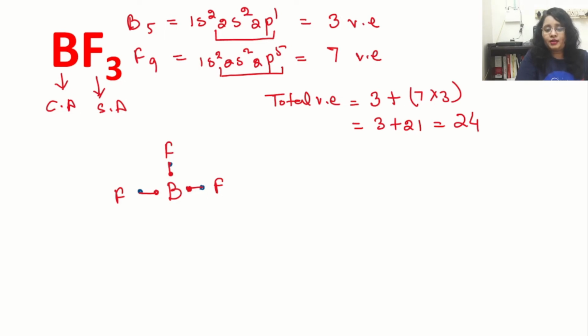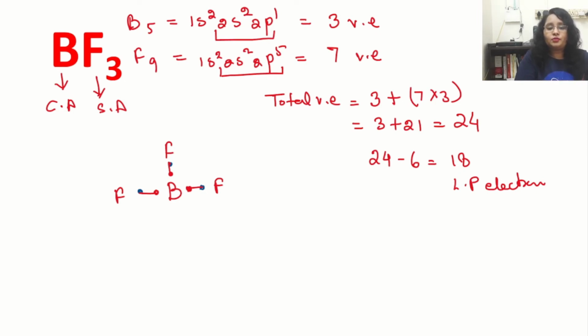Now how many electrons are left after using these 6 electrons? We take 24 minus 6, which is 18, and these 18 electrons are called lone pair electrons. These 18 electrons should be used to complete the octet.